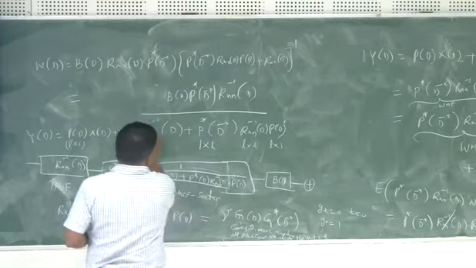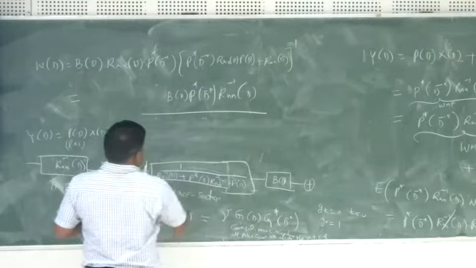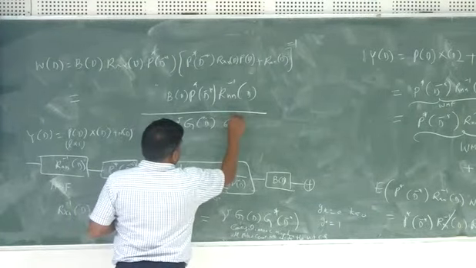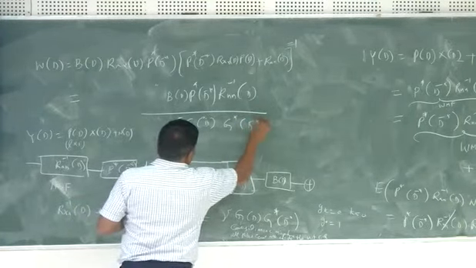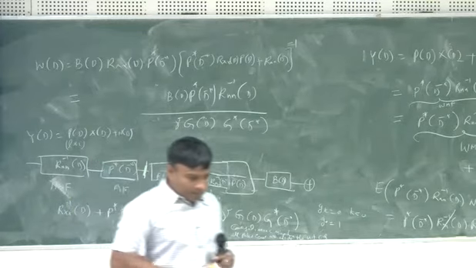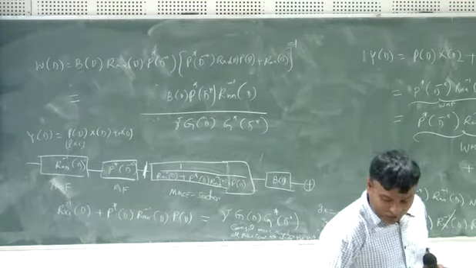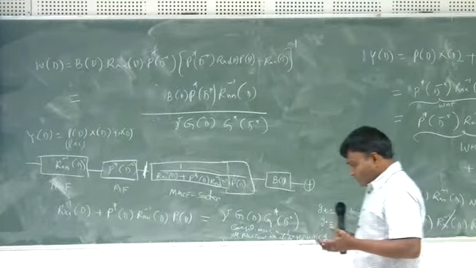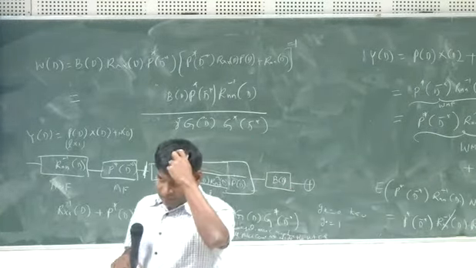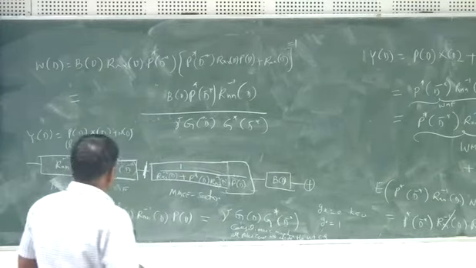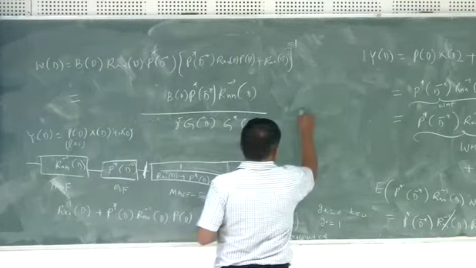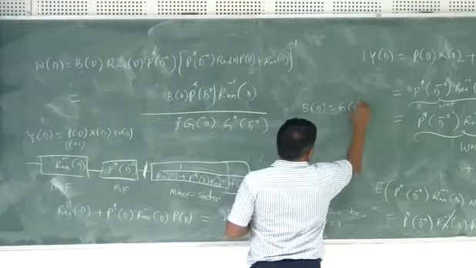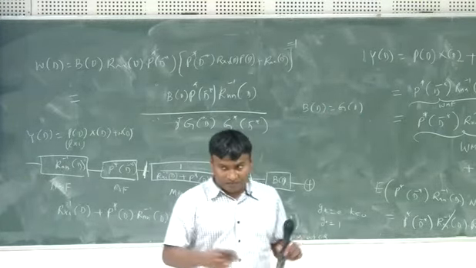Lack of space, I'll just write it. Gamma into G of D, G star D inverse. And it can be shown that the solution, the choice of the filter B of D that minimizes the mean square error, is equal to G of D. You might be wondering why it is so. That we'll deal with separately.